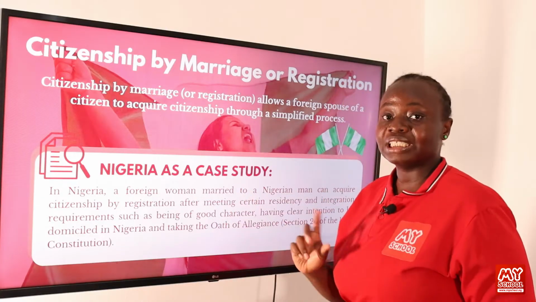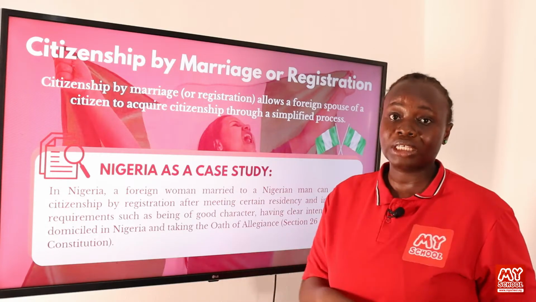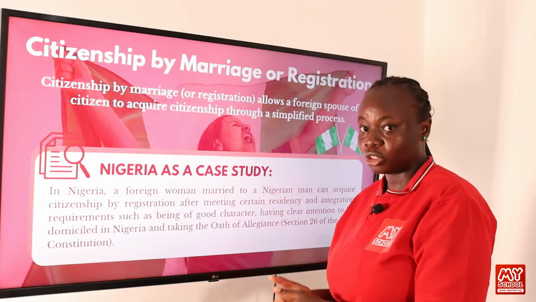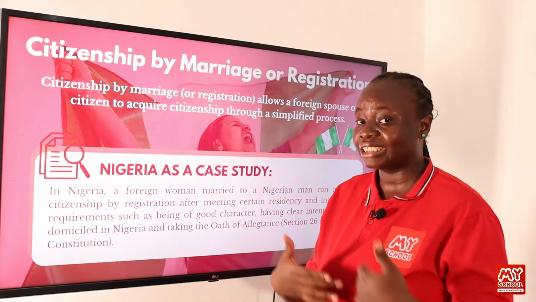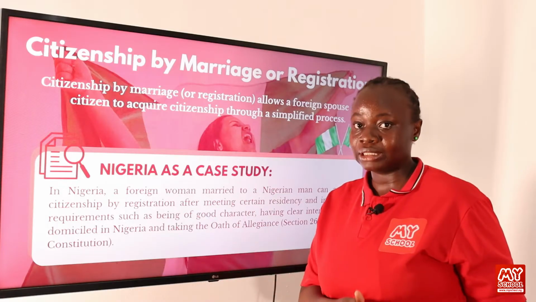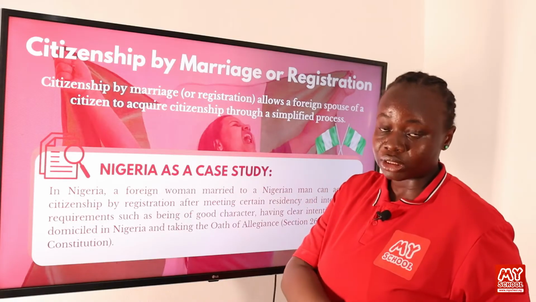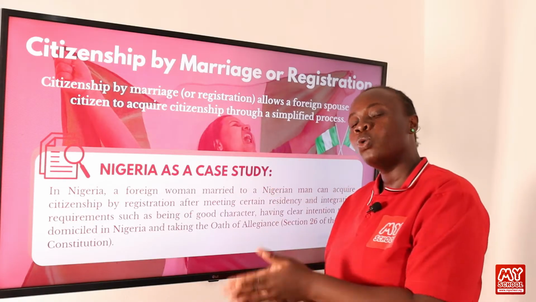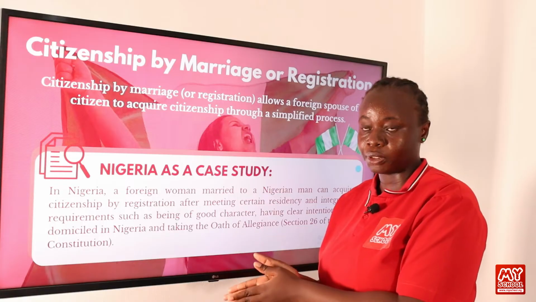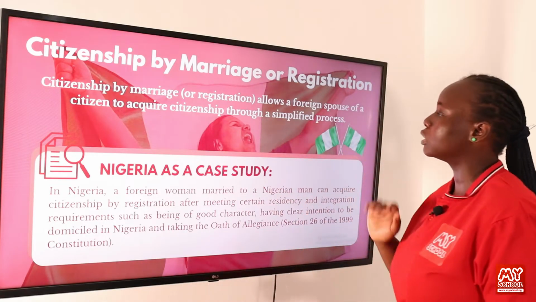So it is different in the sense that in Nigeria, it is only a foreign woman that is allowed to acquire citizenship by marriage or registration. If you're a Nigerian woman who gets married to a foreigner, to a foreign man, that foreign man cannot acquire citizenship by marriage or registration. It only works when it is a male citizen of Nigeria who is getting married to a female foreigner. So this is how citizenship by marriage or registration works in Nigeria.